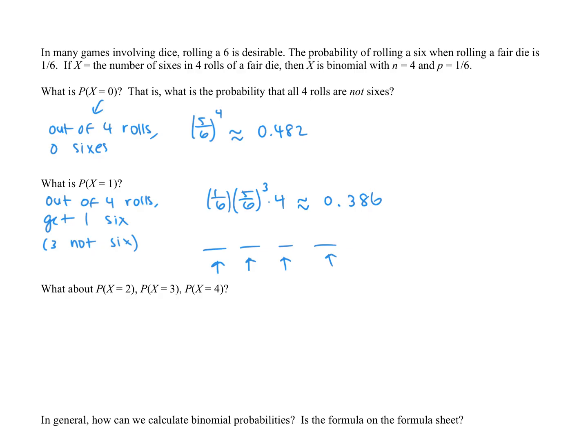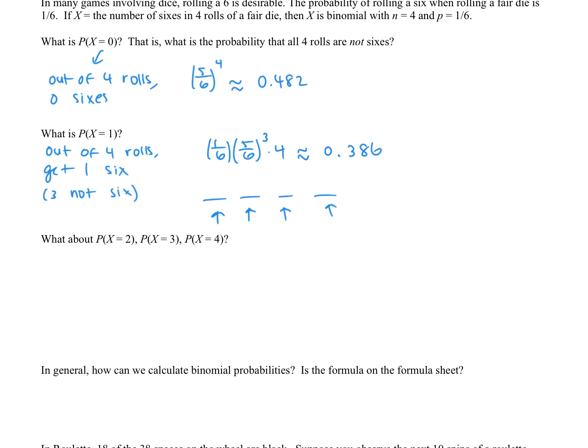Okay. We're not going to do 2, 3, and 4. We're not going to do all of them. We are going to do 2, though. So 2, again, means 2 6s and 2 that are not a 6. So our 2 6s would be 1/6 squared. Our not 6s would be 5/6 squared.